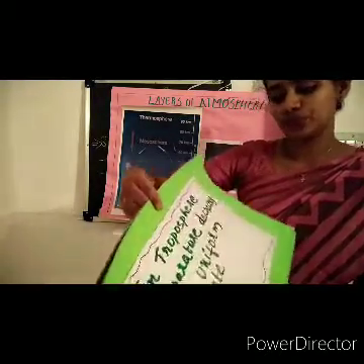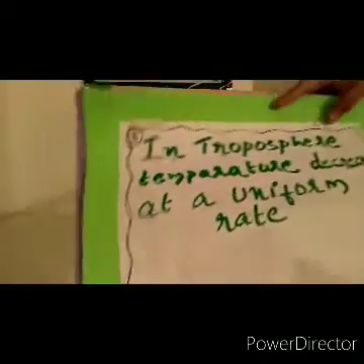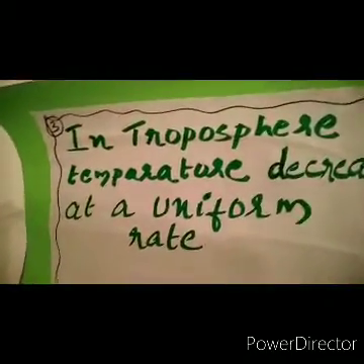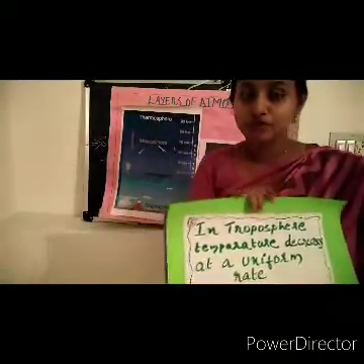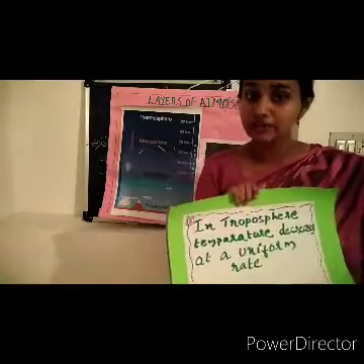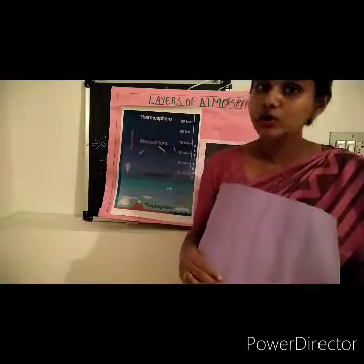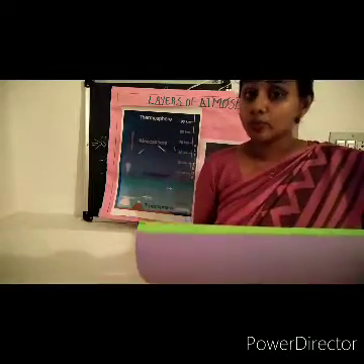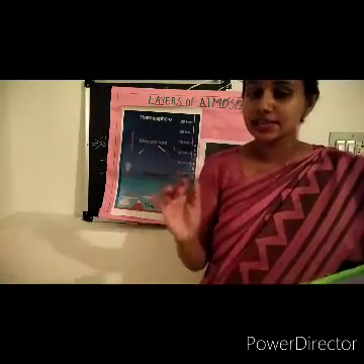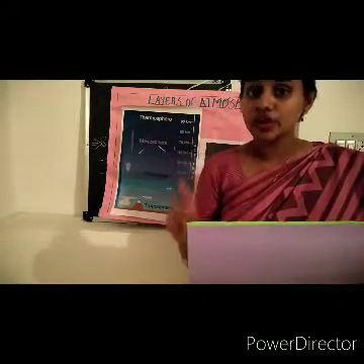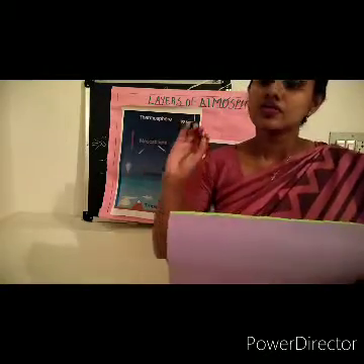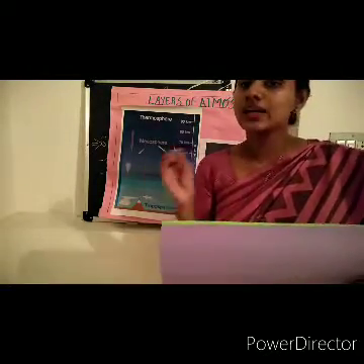And also, the third point is, in troposphere the temperature decreases at a uniform rate of 1 degree Celsius in every 165 kilometers, and it is known as normal lapse rate. Once again I am repeating, in troposphere the temperature decreases at a uniform rate of 1 degree Celsius in every 165 kilometers, which is called normal lapse rate.